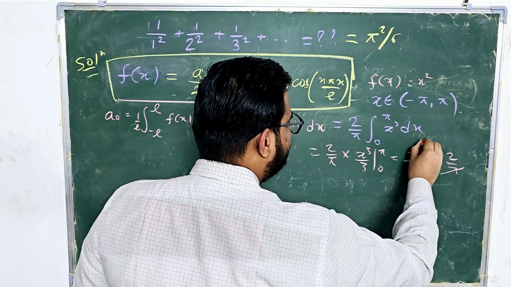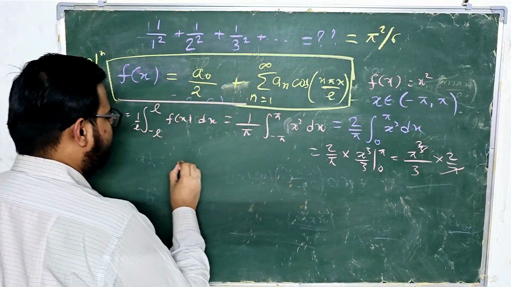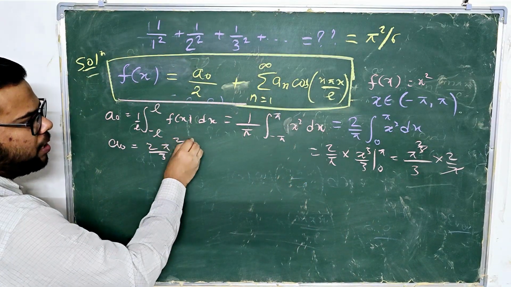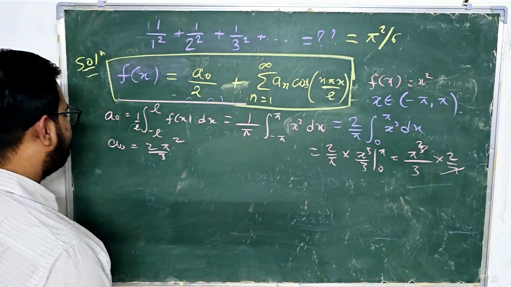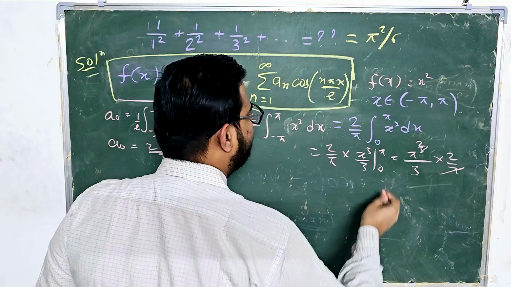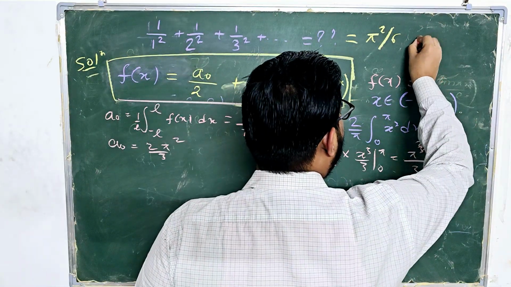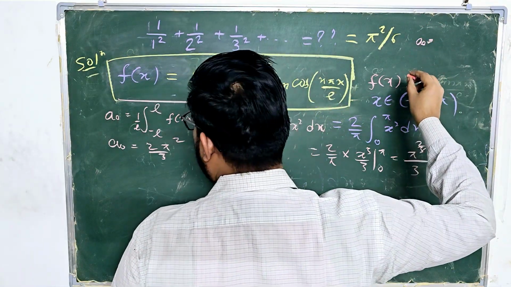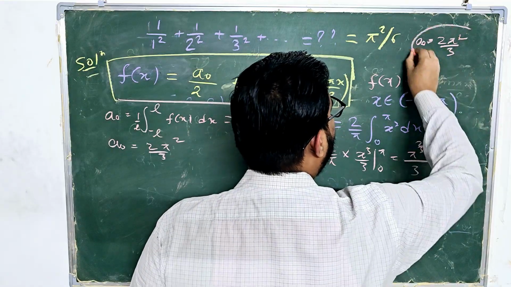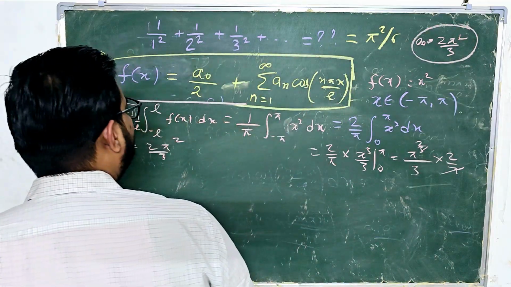So this and this get cancelled. So you get a naught as 2 pi square by 3. Okay, so we have f(x). Just note this, that a naught is equal to 2 pi square by 3.